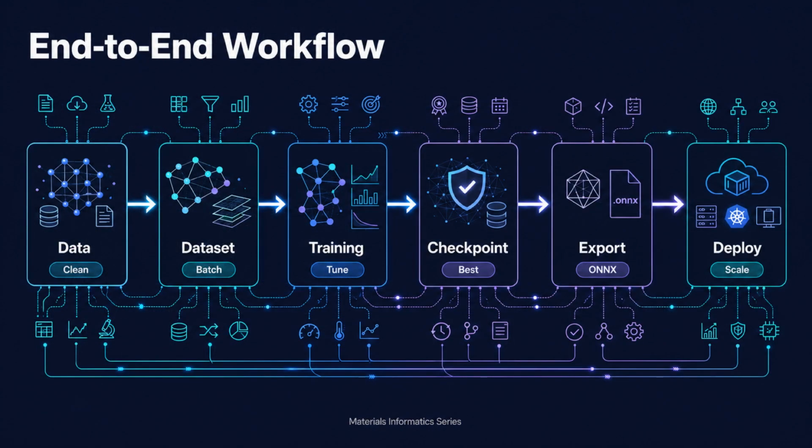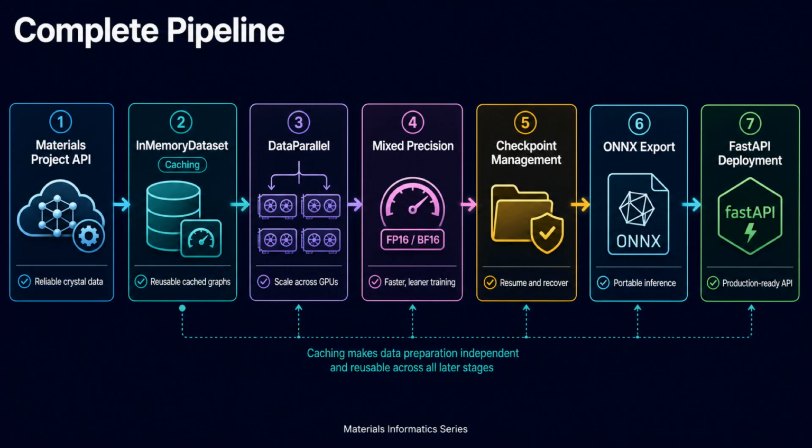Let's see how all these components fit together in a complete end-to-end workflow. The complete production workflow connects all the pieces. Start with Materials Project API to acquire crystal structure data. Create a custom in-memory dataset with automatic caching. Train using data parallel for multi-GPU scaling and mixed precision for efficiency. Save checkpoints and track the best model. Convert to ONNX for optimized inference. Deploy with FastAPI as a REST API. Each stage can be run independently and results cached for the next stage.